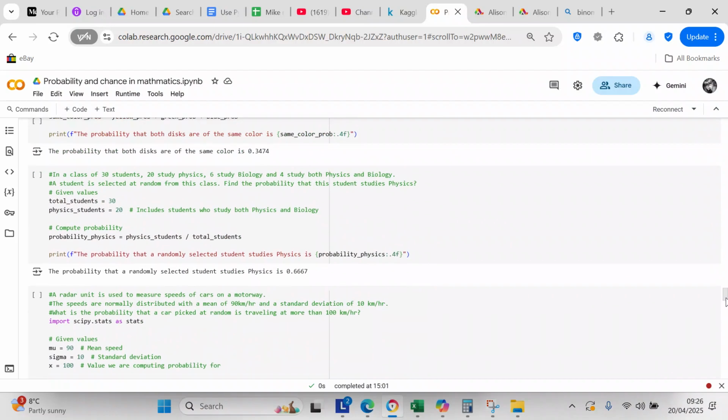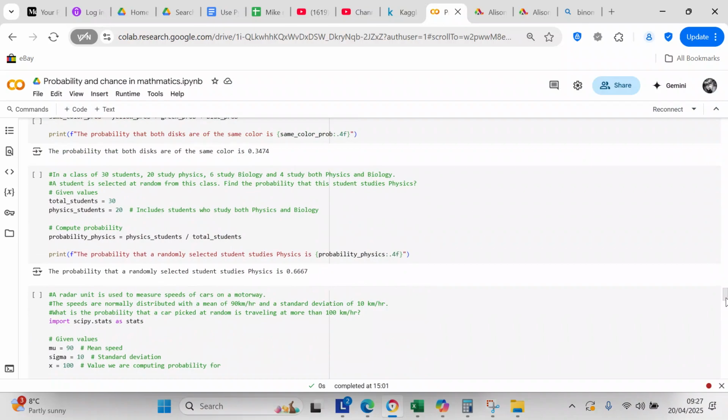So now we have the next question. In a class of 30 students, 20 study physics, 6 study biology, and 4 study both physics and biology. A student is selected at random from this class. Find the probability that this student studies physics.